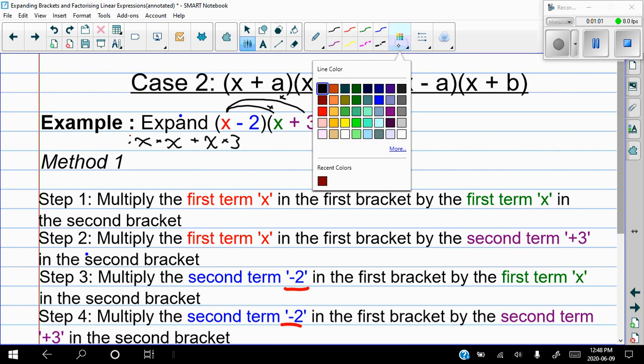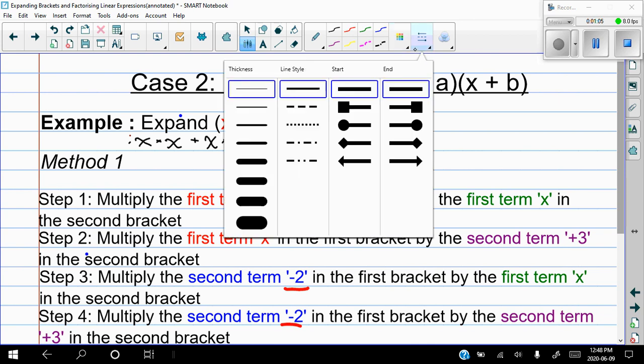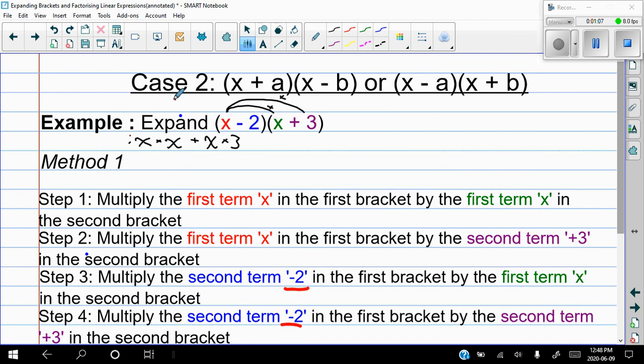Second part is we'll do it in a different color just to make it a little bit easier. So second part here, now we have this minus 2, right? So we have to do minus 2 times x. So we add minus 2 times by x. And lastly, we have minus 2 times 3.